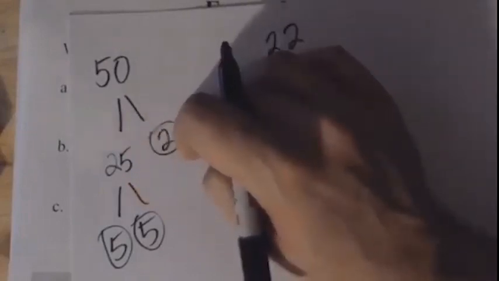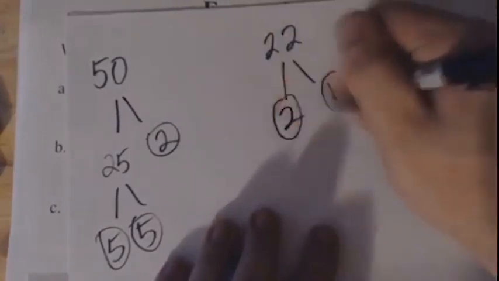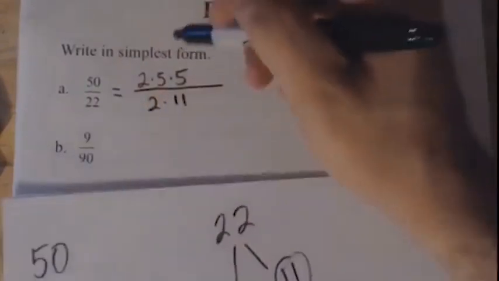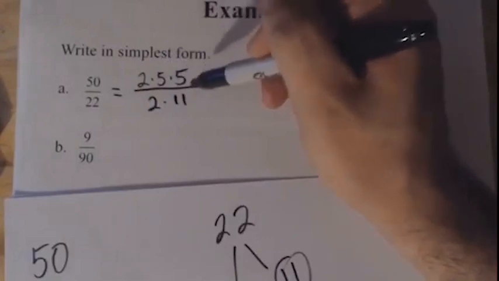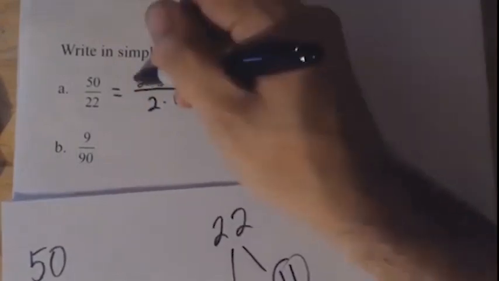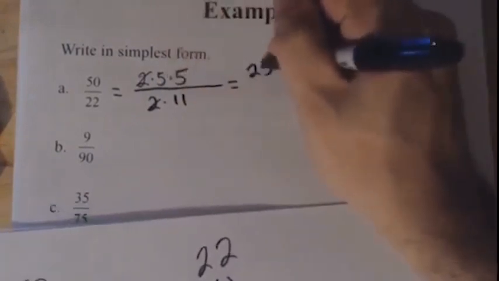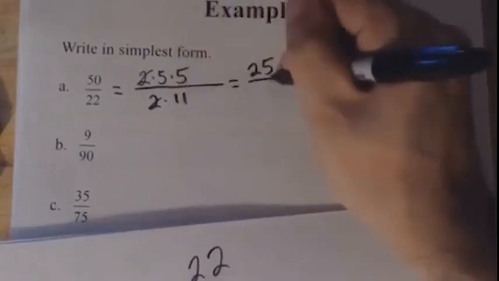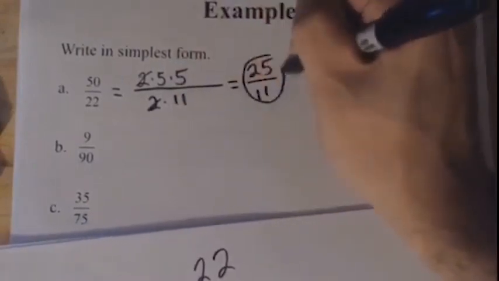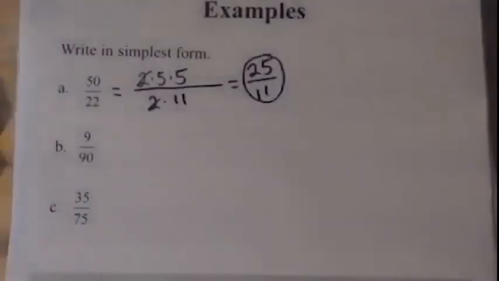Also with 50, maybe 5 times 10, and then 10 would be 5 times 2. There's another way of getting 5 times 5 times 2. 22 is 2 times 11, both prime. So we see that this is now 2 times 5 times 5 over 2 times 11. The 2's cancel. 5 times 5 is left over, which is 25. 11 is left over on the bottom. 25 over 11 would be simplest form.